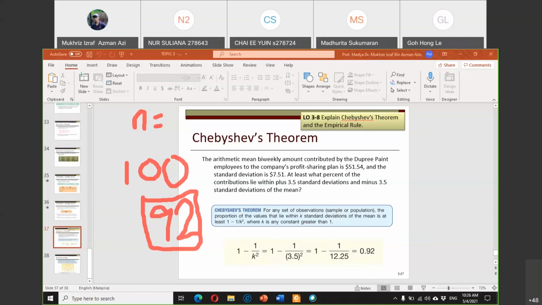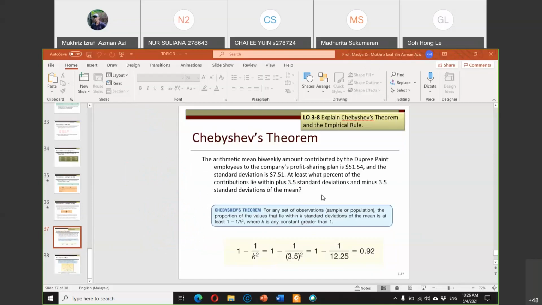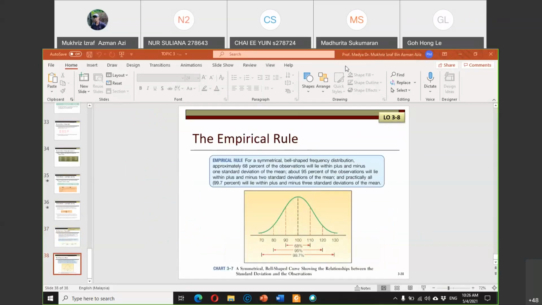Okay, but when you apply the empirical rule, it has three most common percentages. Of course, this can also change, but the three most common ones are 68, 95, and 99. 68 is for plus or minus 1 standard deviation, 95 is within plus or minus 2 standard deviations, and almost all, meaning 99%, is within plus or minus 3.